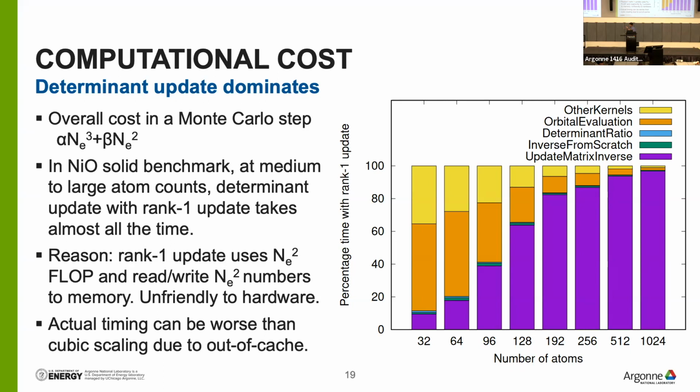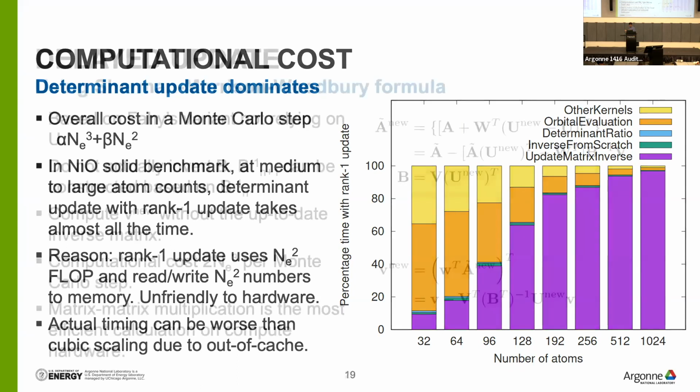The n cubed part, if you do it poorly, that is using the rank 1 update. It's a matrix inverse, and you don't do inversion all the time. You try to update the inverse matrix. So if you do it naively, you will see that it takes up to 95% of your computational cost, and it heavily relies on BLAS 2 operations, which won't work well on GPUs. So we just revisited the algorithm.